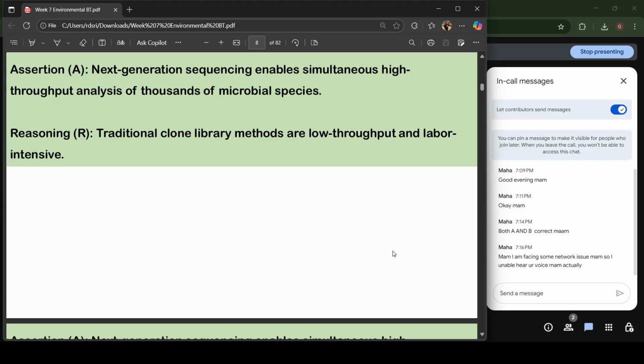And the next question is, the assertion states that next generation sequencing enables simultaneous high throughput analysis of thousands of microbial species. The reason is traditional clone library methods are low throughput and labor intensive.